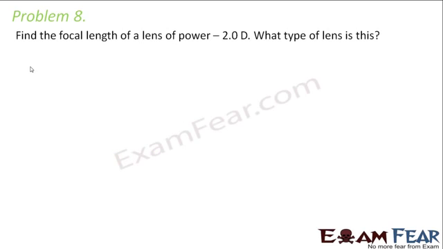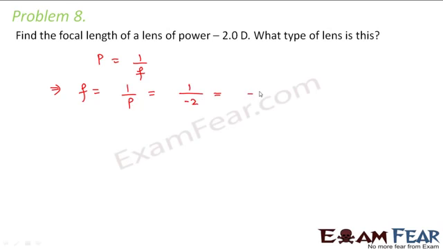Find the focal length of a lens of power minus 2 diopters. What type of lens is this? So what is the relationship between power and focal length? We know that power is equal to 1 by F. This implies that focal length will be equal to 1 by P, that is equal to 1 by minus 2, which is equal to minus 0.5 meters.